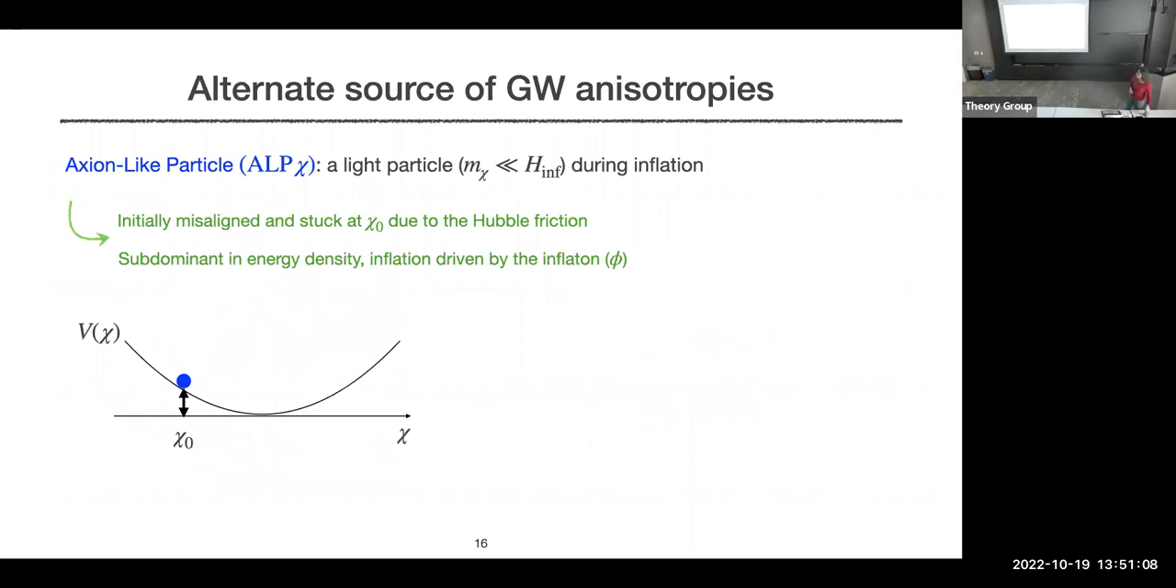So we want to ask, what can this alternate source be? One example could be an axion-like particle, which is a light field during inflation. By light, I mean its mass is lighter than the inflationary Hubble scale. And we want it to actually have some energy density so that we can get gravitational waves from it. So we'll consider an initially misaligned alpha field. Let's call it chi from now on. Initially, this will be stuck here due to Hubble friction. This is a spectator field. It's not driving inflation. The inflation is still driven by the inflaton field, which is phi. But chi is a field with subdominant energy density.